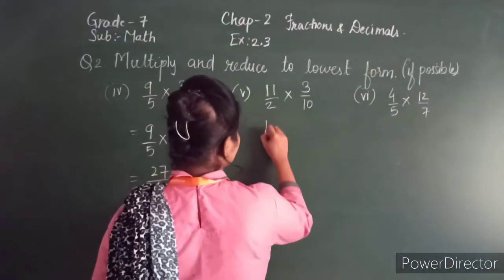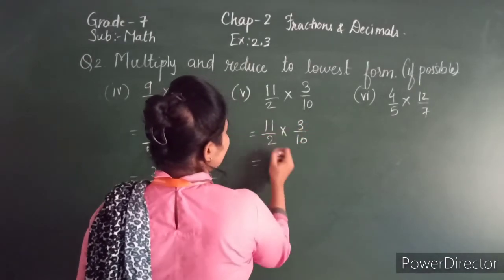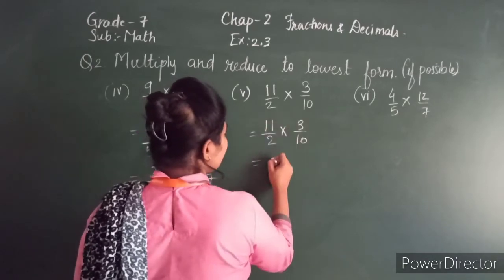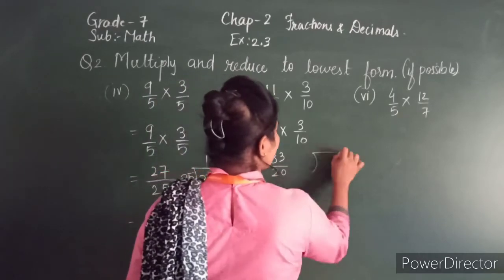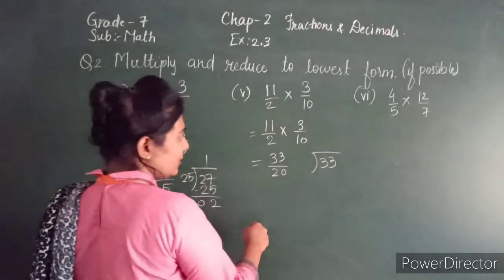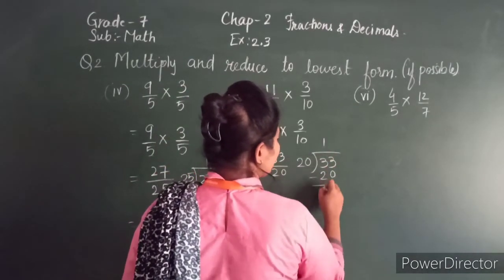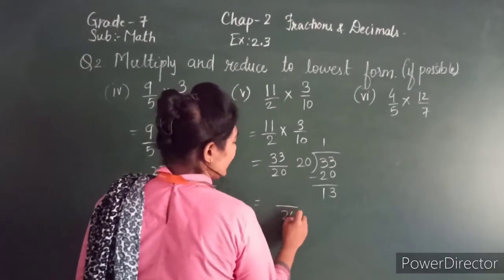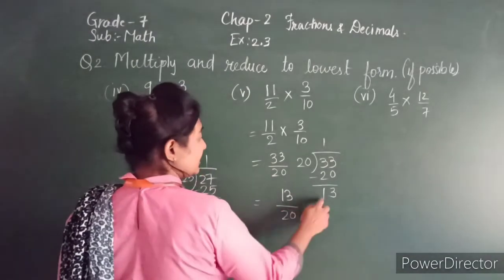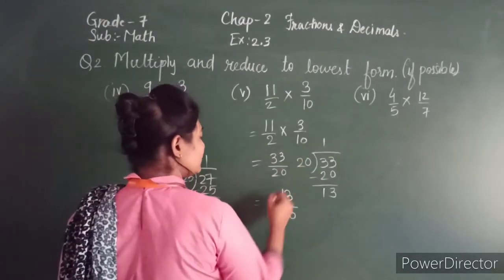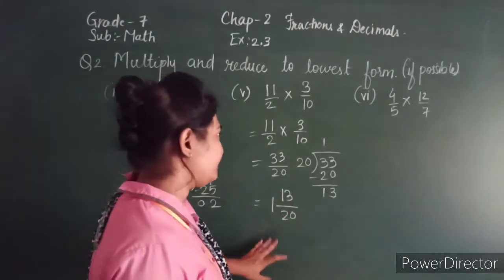Then coming to the next question, it is 11 upon 2 into 3 upon 10. So here cutting is not possible, so it is 11 into 3 that is 33 upon 10 2s are it is 20. So now here again numerator is greater than denominator, so we have to convert this. So 20 1 side is 20. So here 13. So we have to write 20 in the denominator and this 13 we have to write in the numerator and this 1 we have to write it in a side. So our answer is 1 13 upon 20.